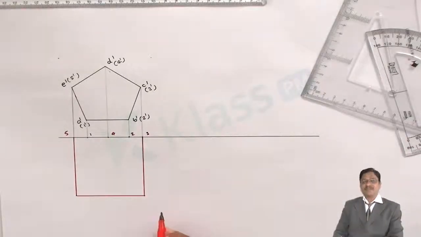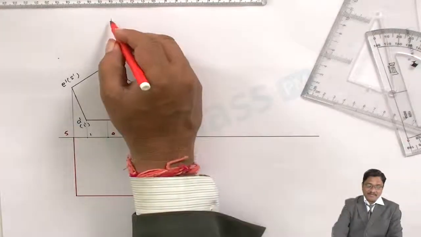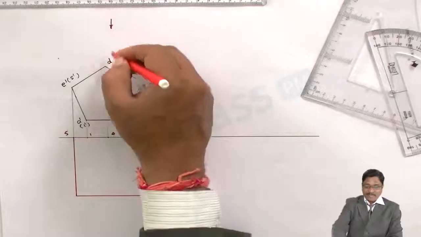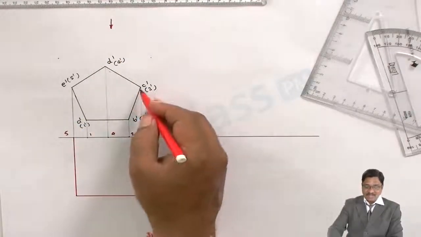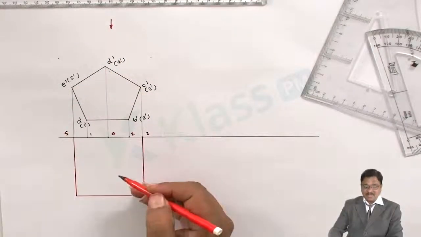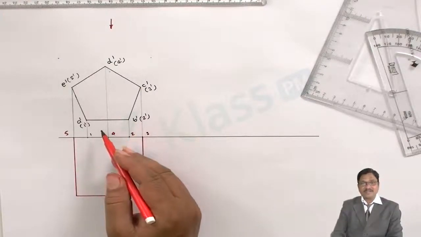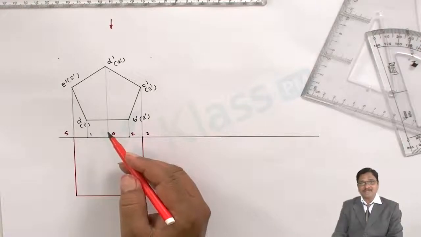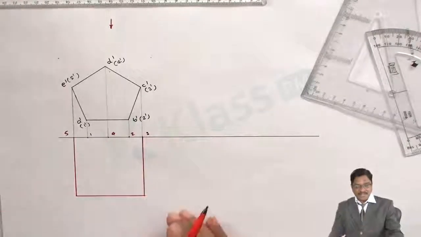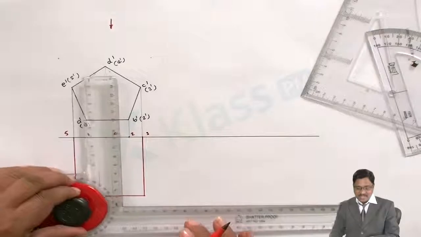How to identify the visible or invisible? For that, you have to view your drawing from the top, from this direction. If I view from this direction, this edge is visible, whereas this edge is not visible. Whenever an edge is not visible, it is identified by dashed lines. Wherever there are hidden edges, you have to identify those with a dashed line.